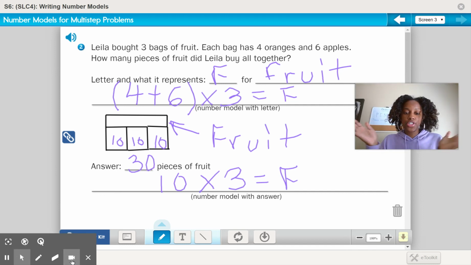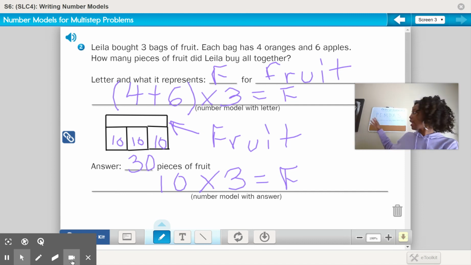So congratulations, you have completed 2 examples using number models for multi-step problems, which is what Unit 6, Lesson 11 is about. You're going to have some practice with this and showing how to solve problems in the order of operations. That's the main thing of this lesson. We want to be able to read the problems and solve them in the correct order. So I'm going to give you some practice questions and you're going to solve them using that reminder.